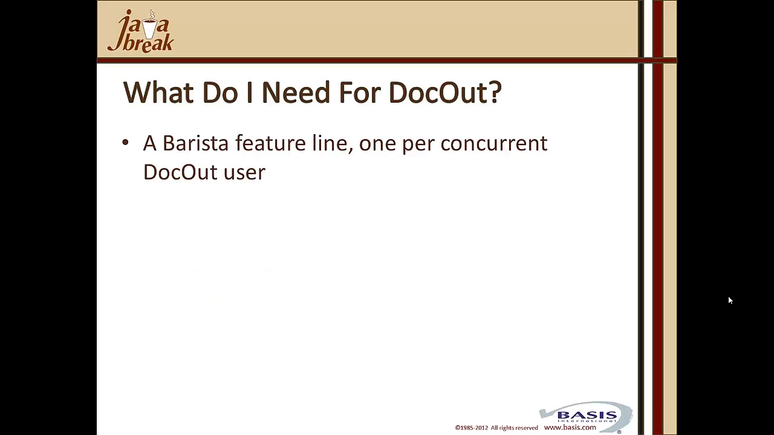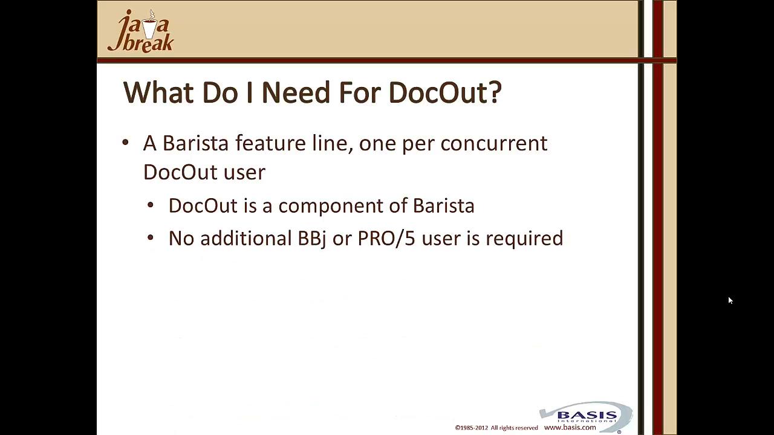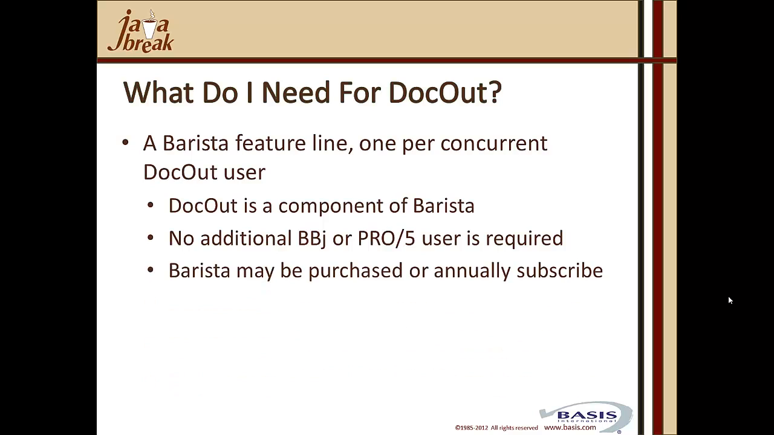You need a Barista feature line, one per concurrent DocOut user. Again, much like the iReport usage, where it consumes a connection string, here we'll be consuming a Barista feature line. DocOut is a component of Barista, and there's no additional BBJ or Pro 5 user required. And you have some choices with Barista. You can either purchase the Barista license outright, or you can subscribe to an annual fee.